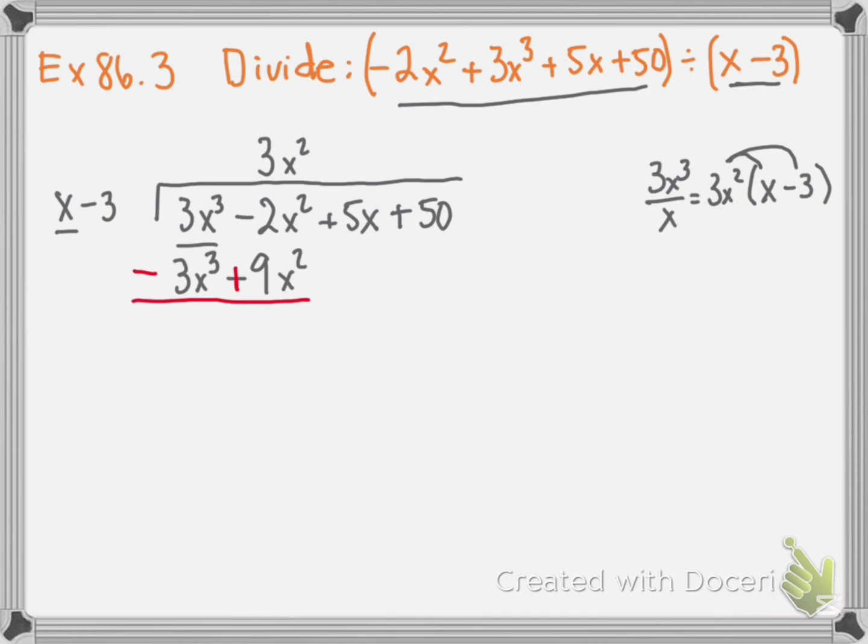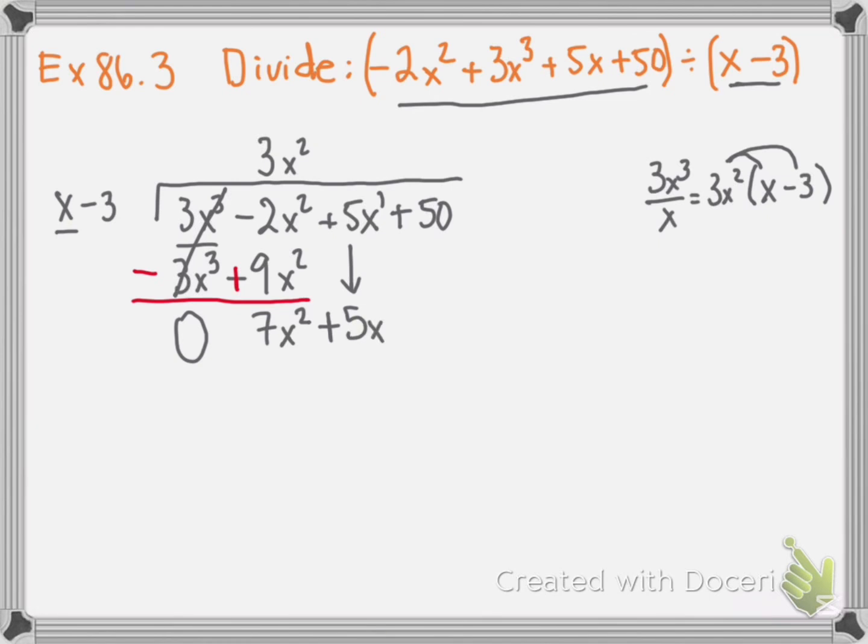Now, when we add these, because it's ready to just combine them, 3 minus 3 is 0, and that's what we want. We want to cancel the first one. Now, the other one is going to be negative 2 plus 9, which is 7x squared. Now, what's the next step? Well, we bring down the next one, which in this case is 5x. So we put here 5x.